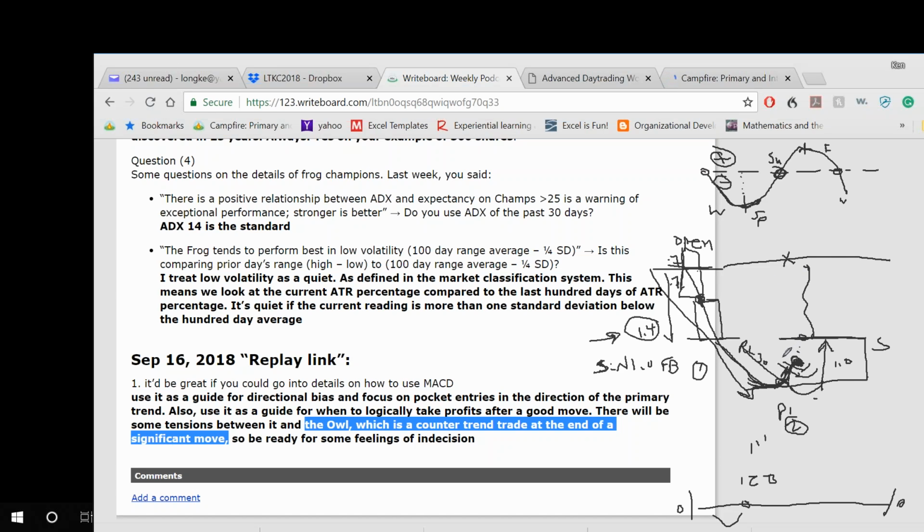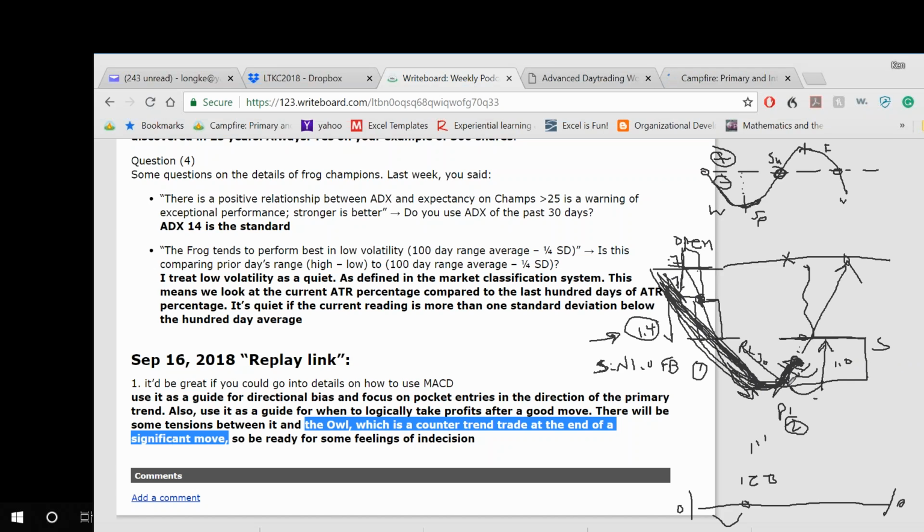I play the owl because I find that after an unambiguous move down, and it's given us those 5 indications, then I'm playing really for a return up into here. However, I also recognize that the primary trend is down. And I recognize that the owl is a counter trend trade. So I really want to see an unambiguous move down here.